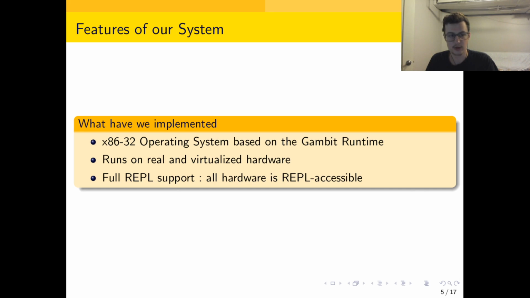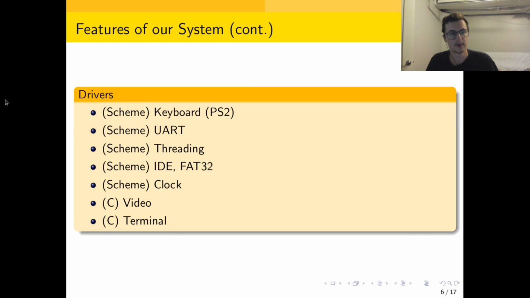We also have a variety of drivers that we consider to be a minimal subset of really what's interesting for this experiment to be telling us something. So we have the keyboard driver that is in Scheme, as well as the UART, which is the chip for the serial driver. We have threading support, of course, given to us by the Gambit runtime, and we have IDE and FAT32 to read the hard disks. We also have a clock driver for the real-time clock, which is really standard stuff.